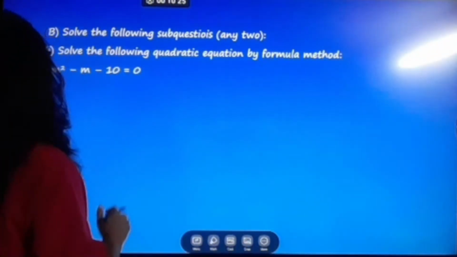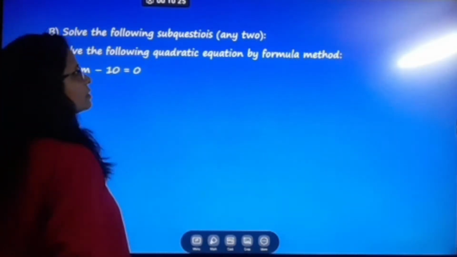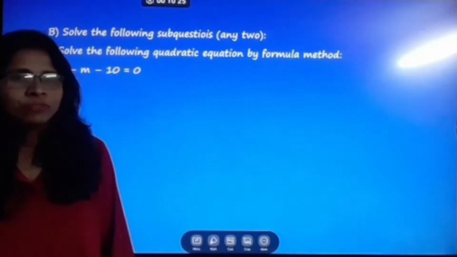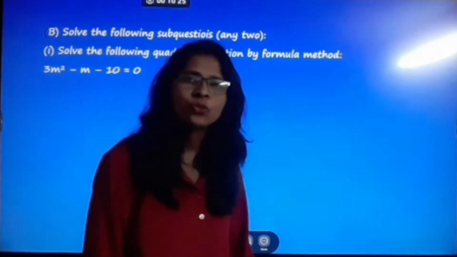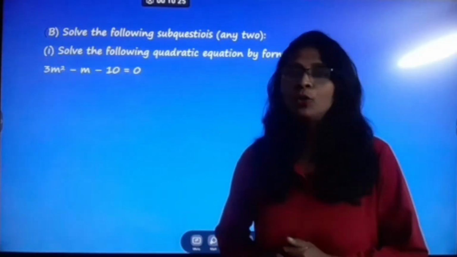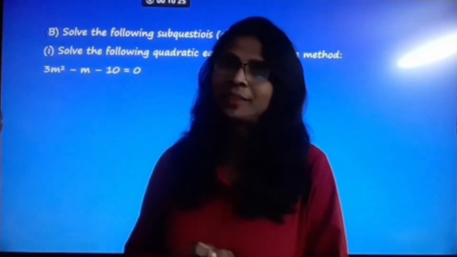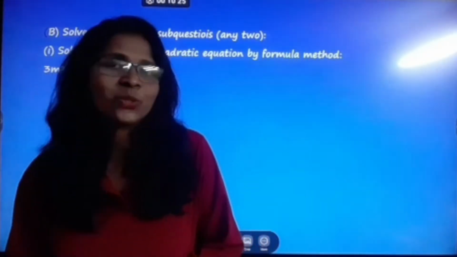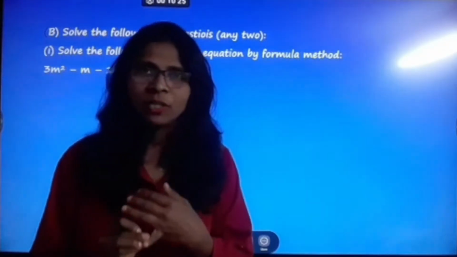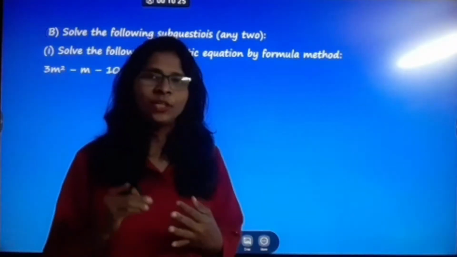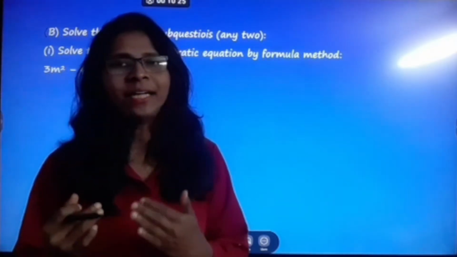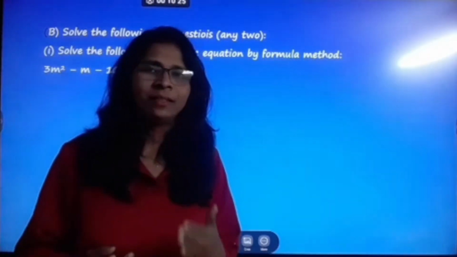Okay, solve the following sub questions, any two. Now here students, it is the sub question of question 3. Now you have to solve this problem descriptively, students. For that, you should write the given, then write the formula, and then write the procedure that we have to follow on that example.